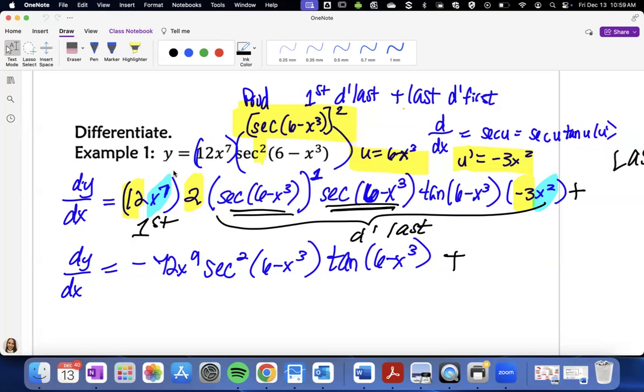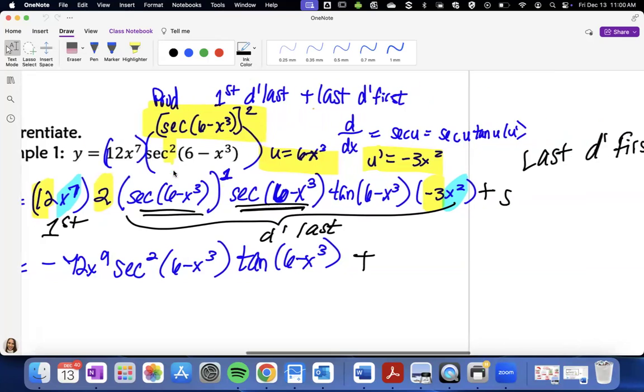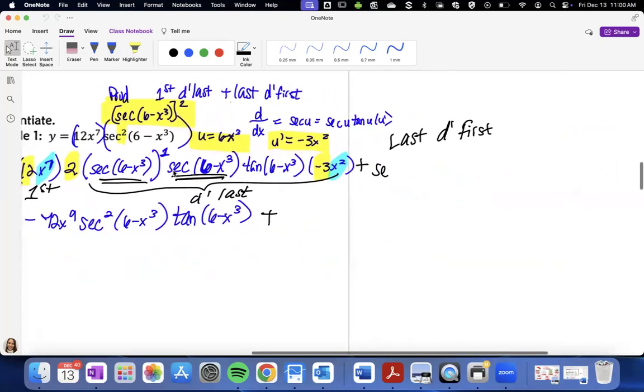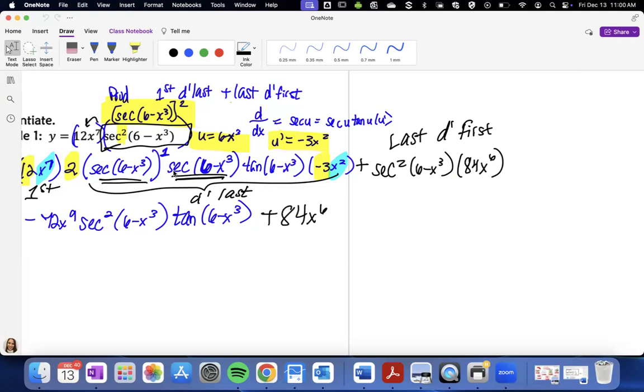Now this one's going to be easy. Watch, I promise. Last d first is going to be easy because we did the hard part first. The last is secant squared of 6 minus x cubed. What's the derivative of the first? 7 times 12 is 84, x to the 6. So, cleaning it up, plus 84x to the 6 secant squared of 6 minus x cubed. And now we're done.